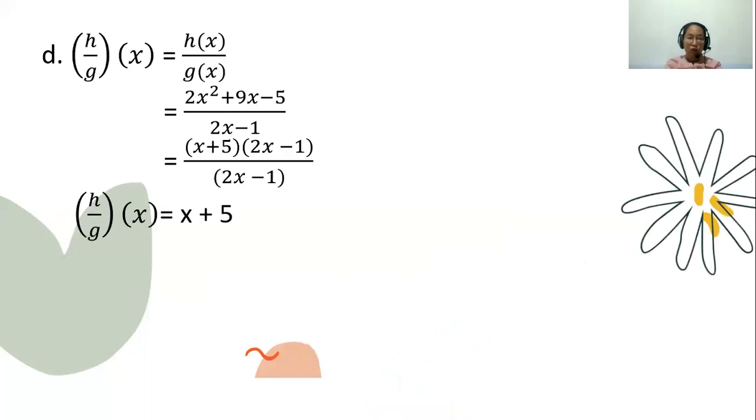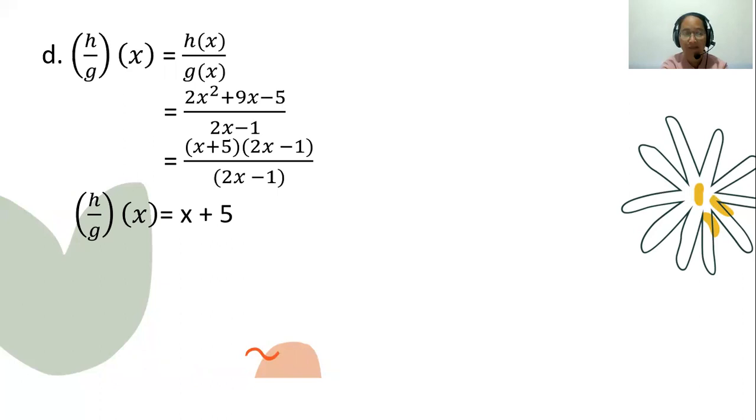Let's have letter D, the quotient of two functions. h of g of x is equal to h of x over g of x. Again, that is the definition. Now replace h of x. So from the given, the value of h of x is 2x squared plus 9x minus 5 over 2x minus 1. So we need to simplify this.